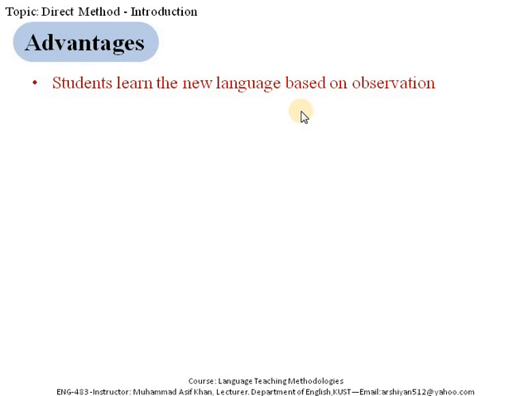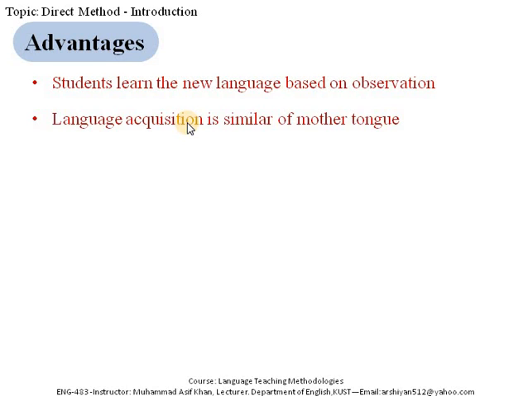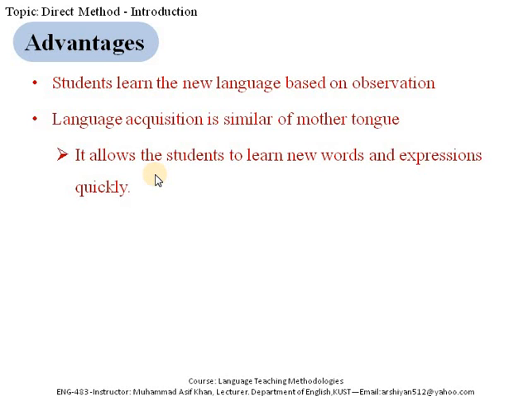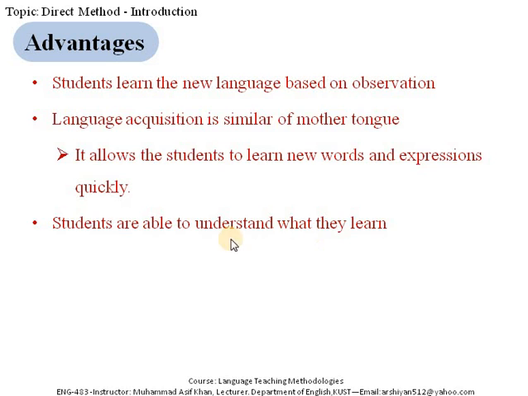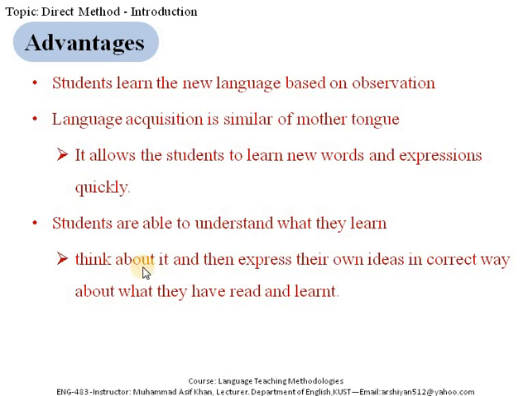Language acquisition in this method is very similar to the mother tongue, and we see that it allows the students to learn new words and expressions very quickly, because we are using the same formula that we used when we were learning the mother tongue. So it becomes very convenient for the student to learn new words and expressions, and the speed of learning is very fast. In addition to that, students are able to understand what they are learning, because they are in the activity to think about these very things.